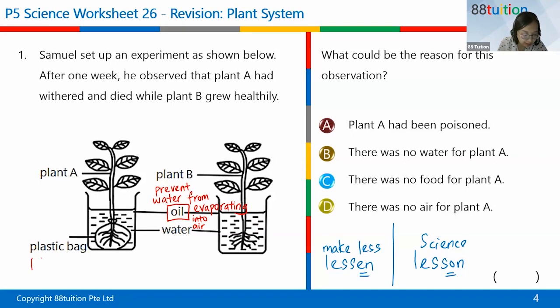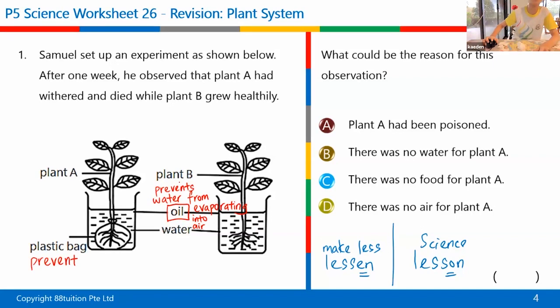What do you think it prevents? What does the plastic bag prevent? Minerals and water. There's water here, so what does prevent mean? It prevents the wood from absorbing the water and minerals. Okay, I understand you now, Hui Mei. No worries. All right, so the plastic bag prevents the roots from what?